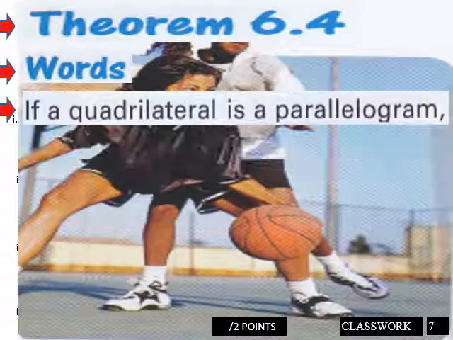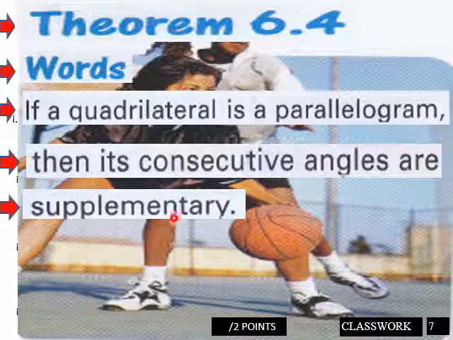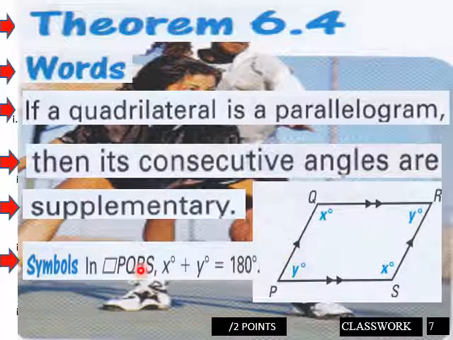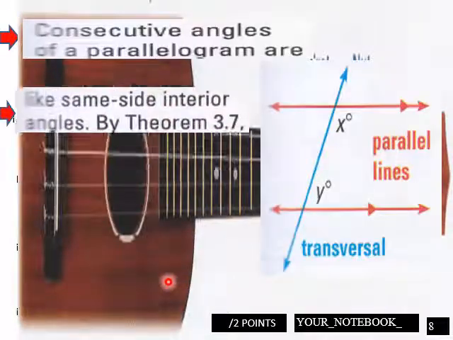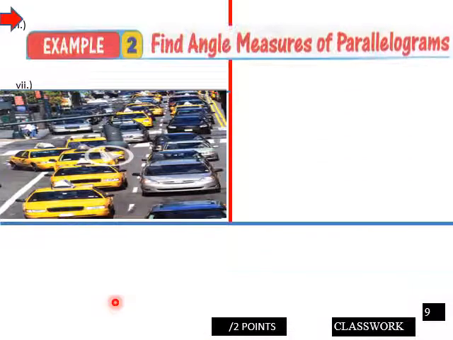Theorem 6.4. If a quadrilateral is a parallelogram, then its consecutive angles are supplementary. So in this parallelogram, x plus y degrees would equal 180. Consecutive angles of a parallelogram are like same-side interior angles by theorem 3.7. So y and x degrees here, they are supplementary, meaning they equal 180 degrees.